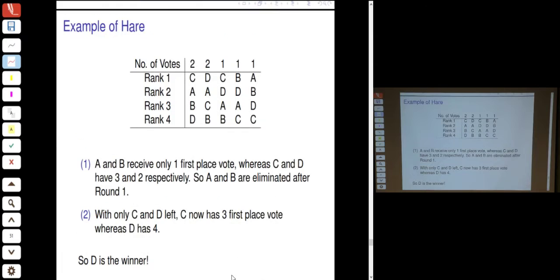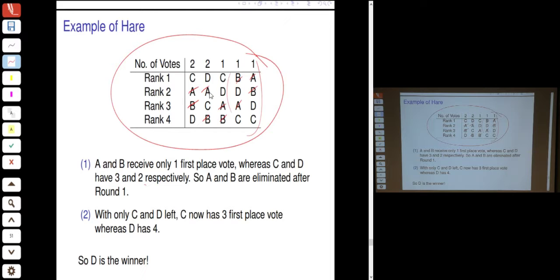So, an example of the Hare method. Here is a voting profile with 4 candidates, A, B, C, and D. A and B receive only one first place vote, whereas C and D receive 3 and 2 first place votes respectively. So A and B are eliminated after round 1. A is gone and B is gone, so you just remove A and B from each list.